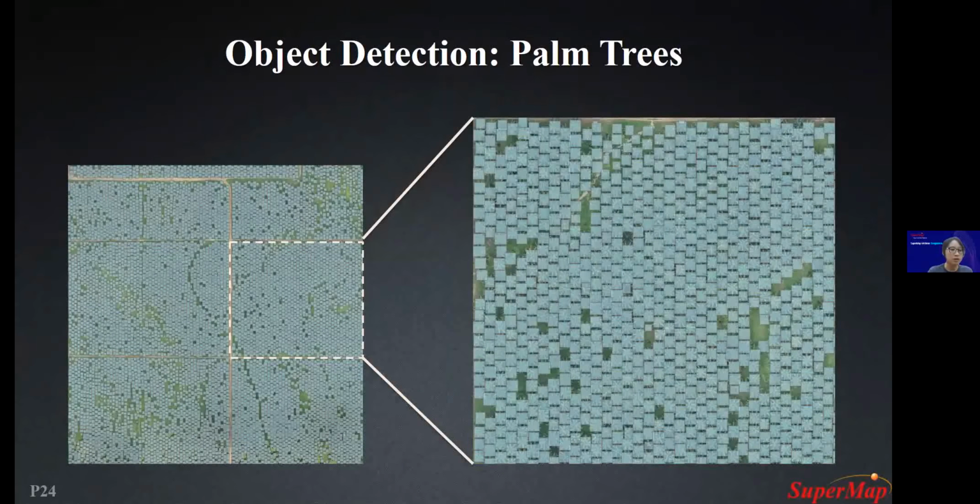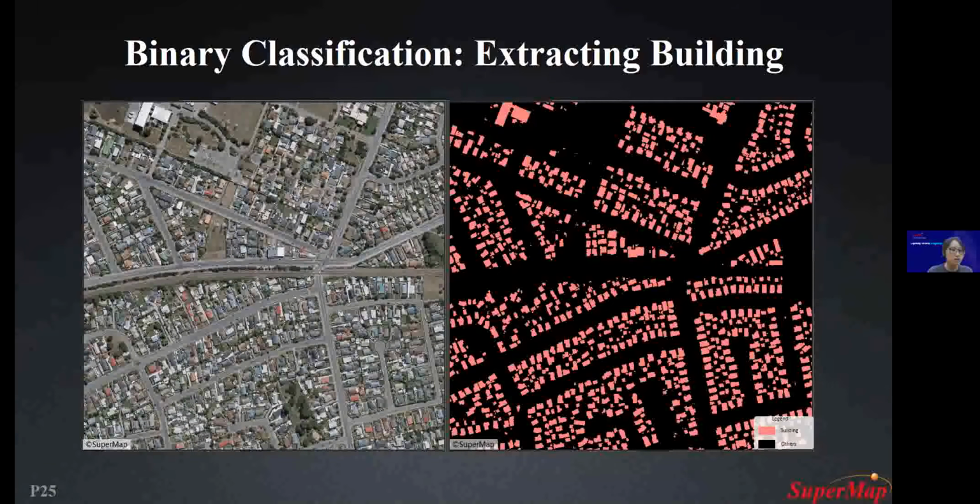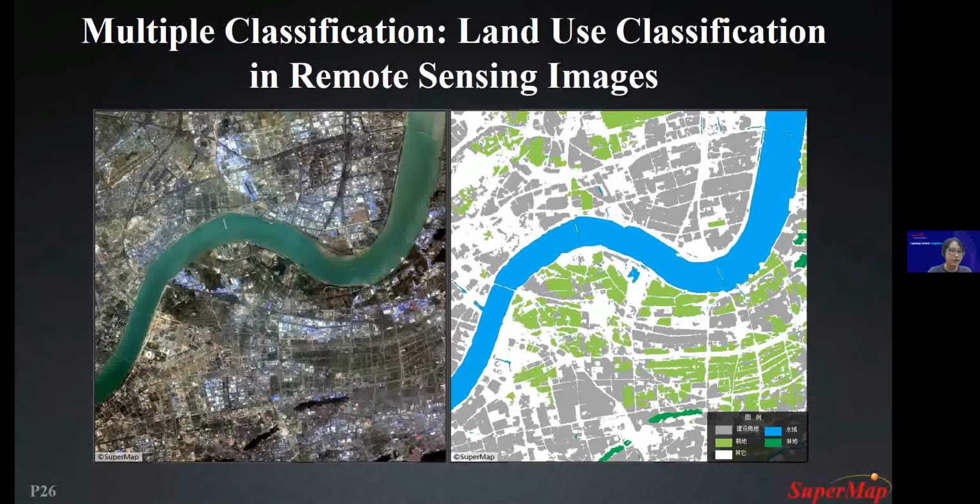Here is an example of palm tree detection. The palm trees can be detected in the remote sensing images, and we can get the statistics of them quickly. This is building extraction using binary classification. The result is a two-value grid, 1 and 0, where 1 represents buildings and 0 represents other objects. This is land use and cover classification using multiple classification, in which rivers, buildings, farmland, and forests are classified.